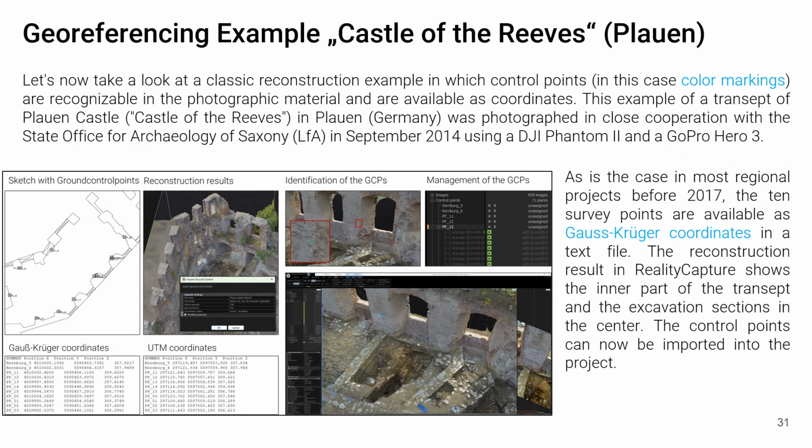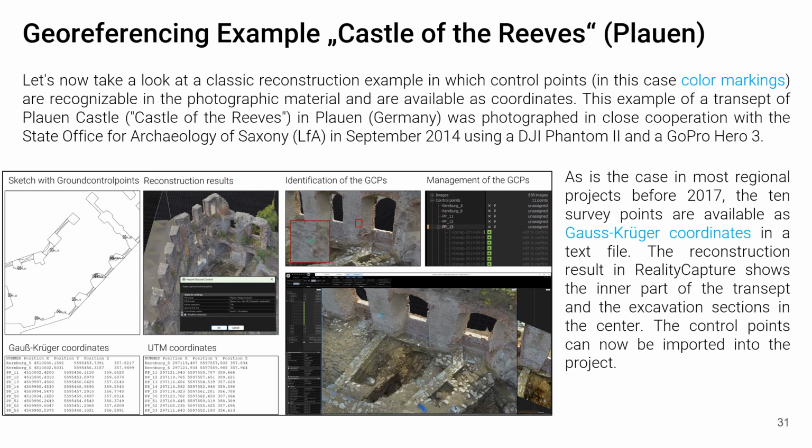Let's now take a look at a classic reconstruction example in which control points, in this case color markings, are recognizable in the photographic material and are available as coordinates. This example of a transept of Plauen Castle, also known as Castle of the Reeves, in Plauen in Germany, was photographed in close cooperation with the State Office for Archaeology of Saxony, or LFA, in September 2014, using a DJI Phantom 2 and a GoPro Hero 3. At the top left, we see the sketch of the transept with the positions of the survey points provided by the LFA.